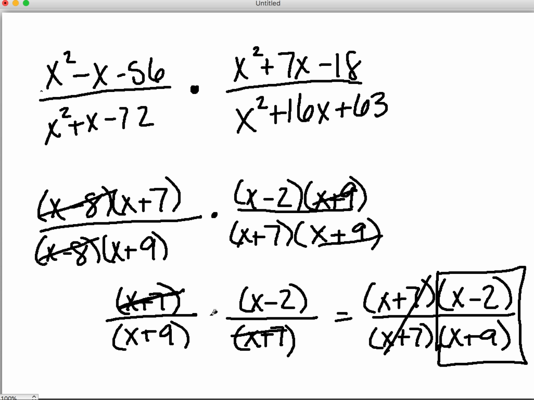So you can cancel them here in this step, just like if I had something like 1/2 times 2/3, the 2's would cancel each other out because they would wind up being one on the top, one on the bottom. The same thing applies here. So then that's my final answer.